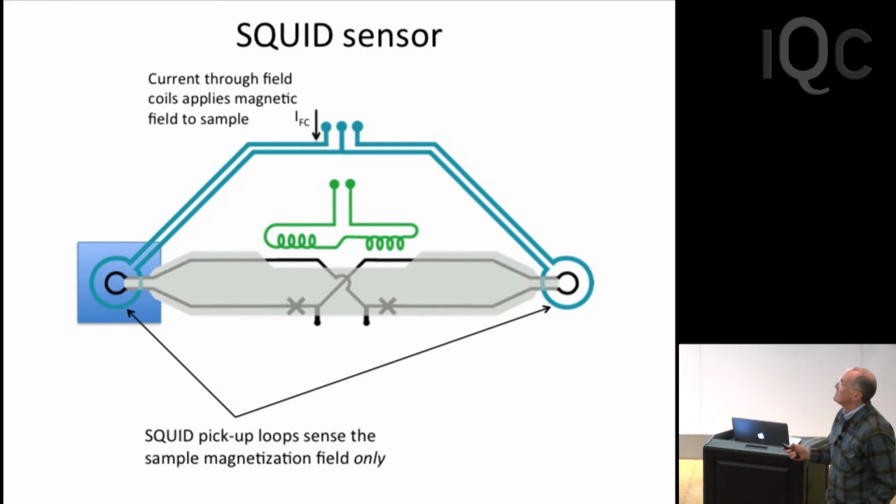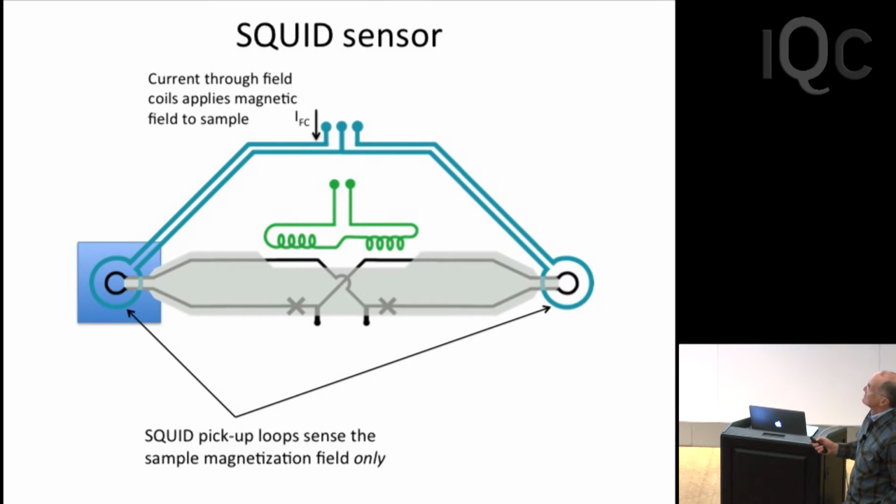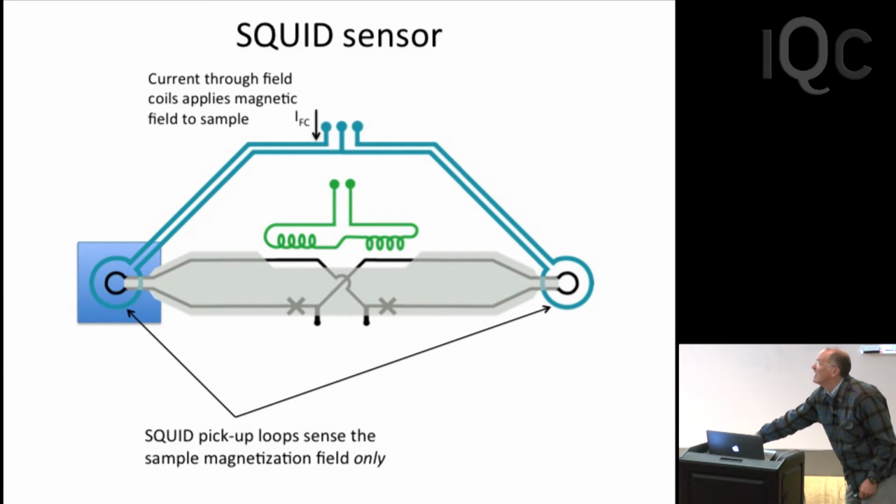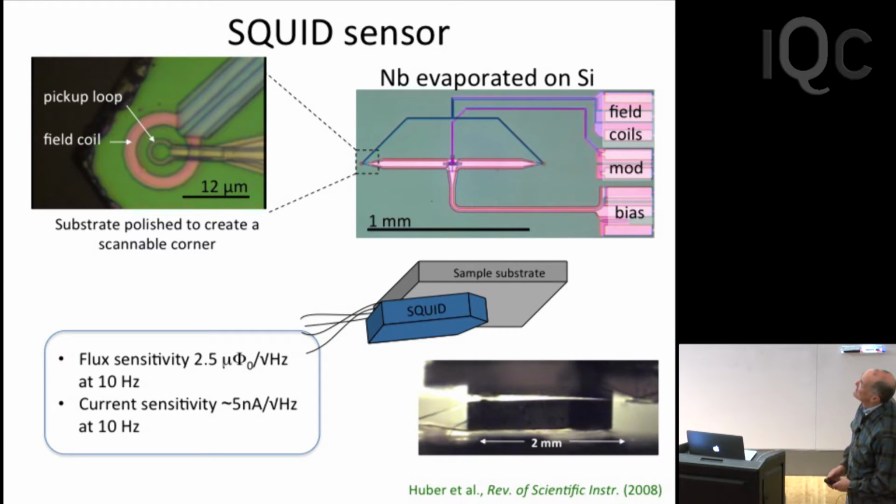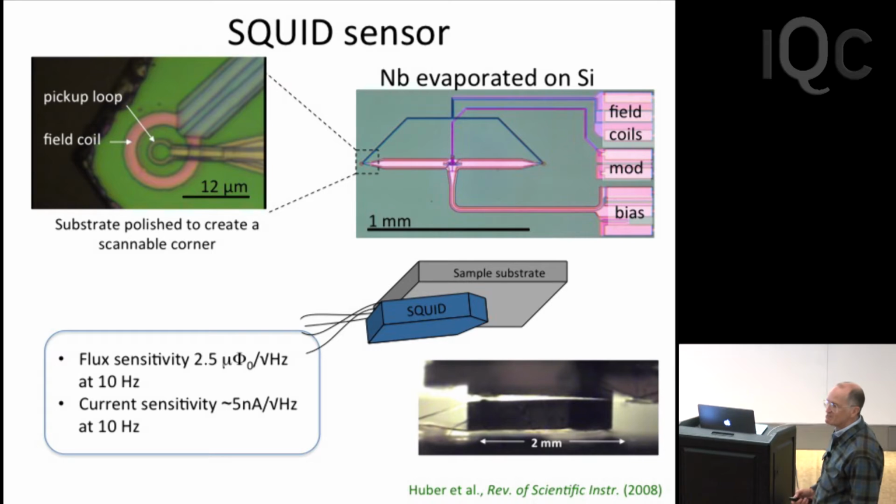These sensors also have a field coil wrapped around each of the pickup loops. This allows us to locally apply a magnetic field and then see the response. Since one pickup loop is so much closer to the sample than the other, what we see is the difference in the response of the sample with respect to nothing. The current through the field coils gives you an applied field, and the response is a susceptibility. So we do scanning susceptibility.